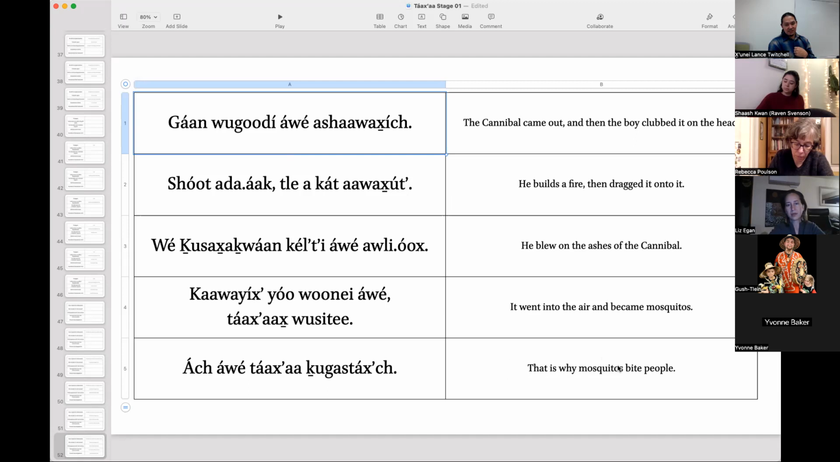As you continue your journey into Tlingit, you will probably end up translating materials. And in the act of translation, you'll say, gan wugudi, when they went outside, awe, and the awe is usually just a separation. It's like a comma sometimes. It gives you a little bit of logical separation between things. Then they club them on the head. Sometimes you have that word order, then you reword it in English. When the cannibal came out, the young boy clubbed him on the head. So sometimes you're adding information that isn't there in the Tlingit, and sometimes you're switching the word order around so it makes sense in English.